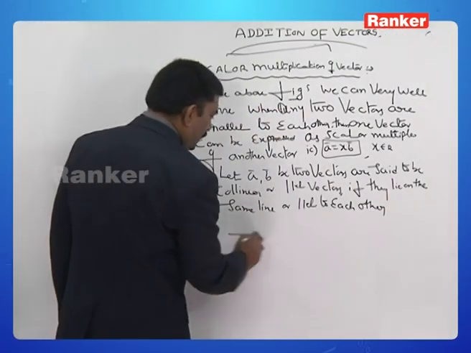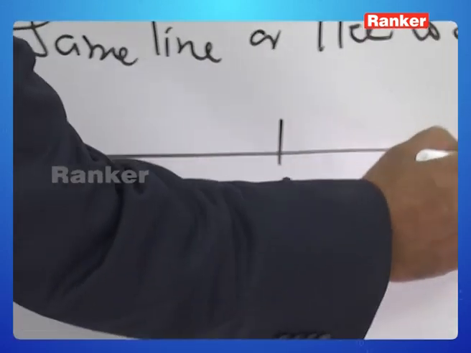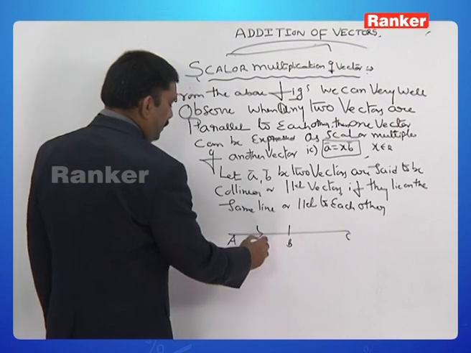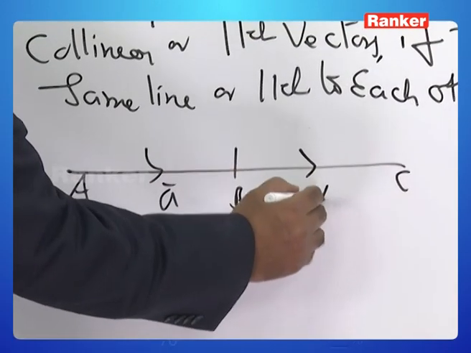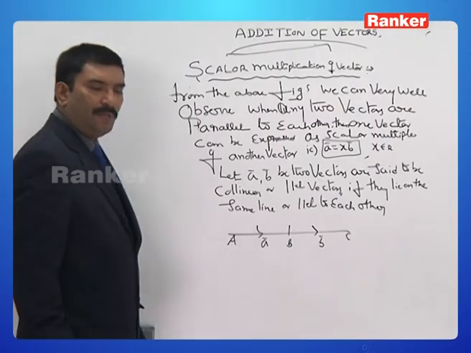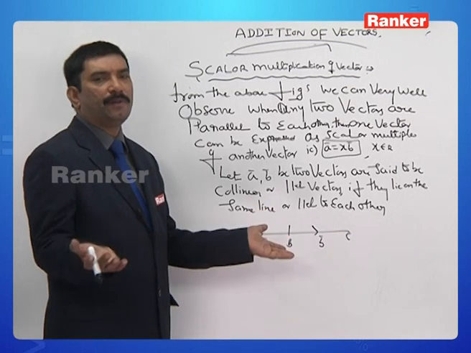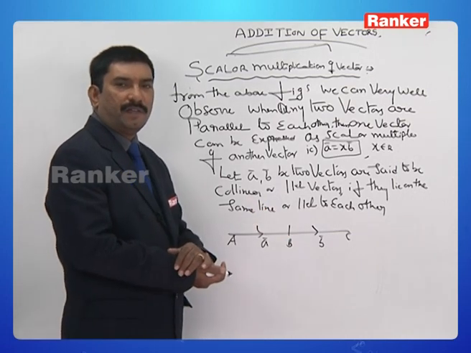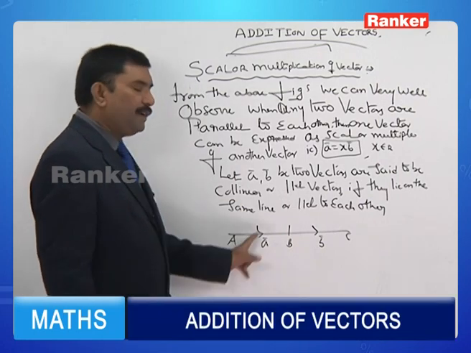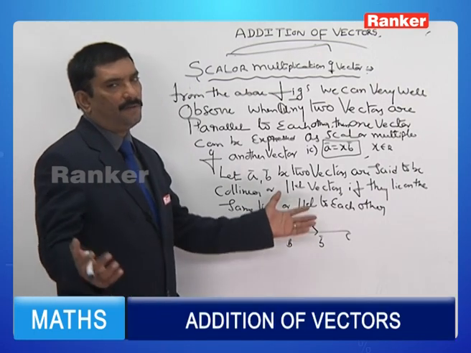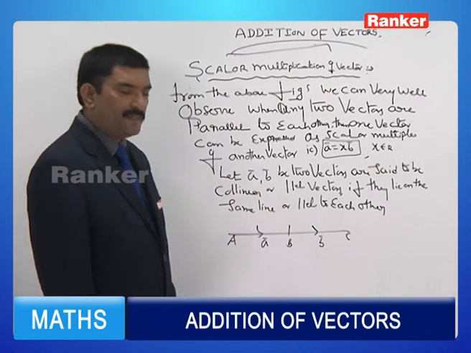For example, I take A, B, C. This AB bar is a bar. This BC bar is b bar. You can very well observe a bar and b bar are collinear vectors. If they lie on the same line, they are collinear vectors.